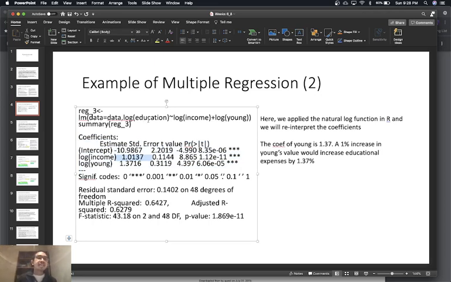A percent change in income now affects a percent change in education based on this coefficient, right? So a 1% increase in income will result in a 1.013137% increase in education spending per capita. So again, the interpretation is key here. Okay.